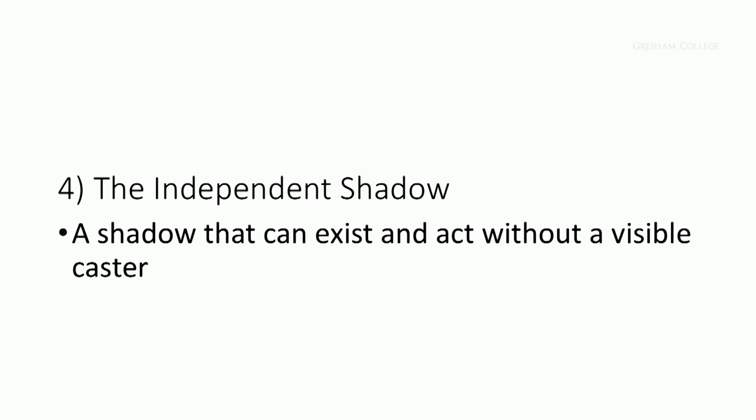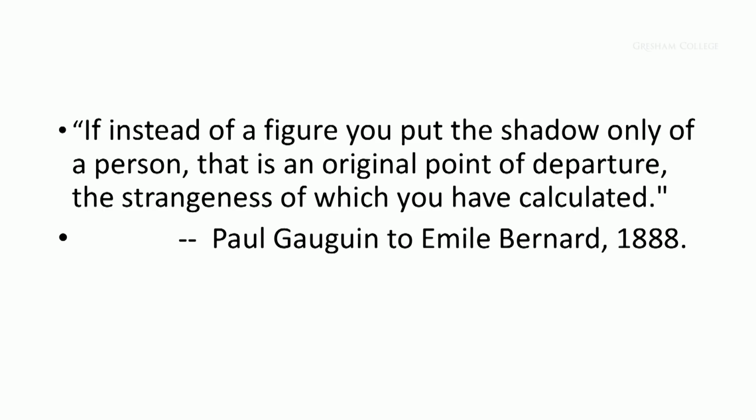Finally, the independent shadow is the shadow that can exist and act without a visible caster. This is the shadow that just is there, and the object is not there. The shadow acts as its own agent. Gauguin commented on this toward the end of the 19th century. If instead of a figure you put the shadow only of a person, that is an original point of departure, the strangeness of which you have calculated.